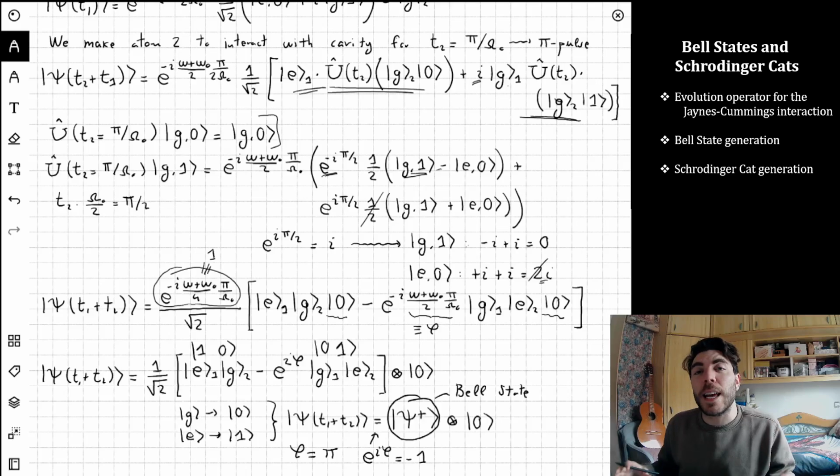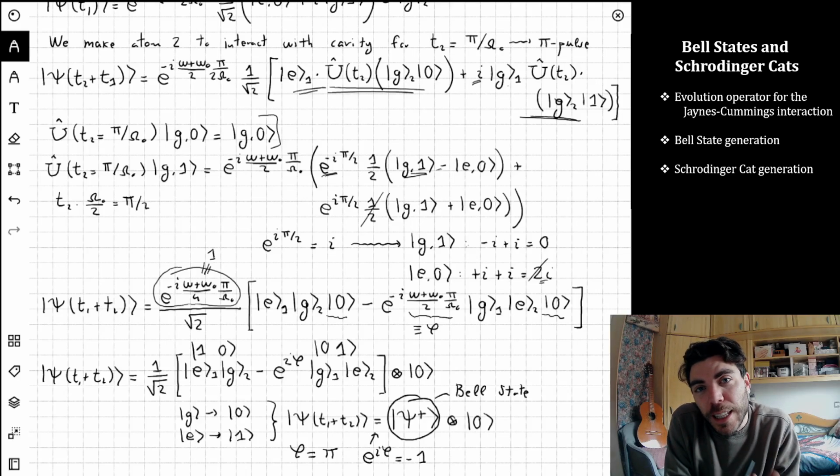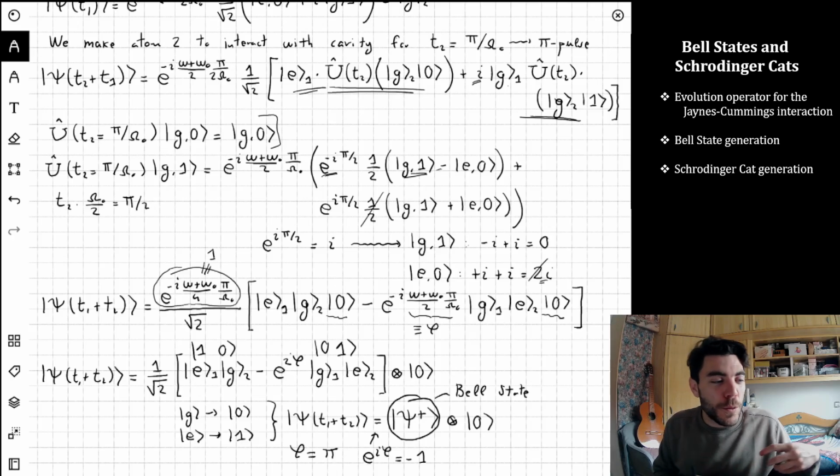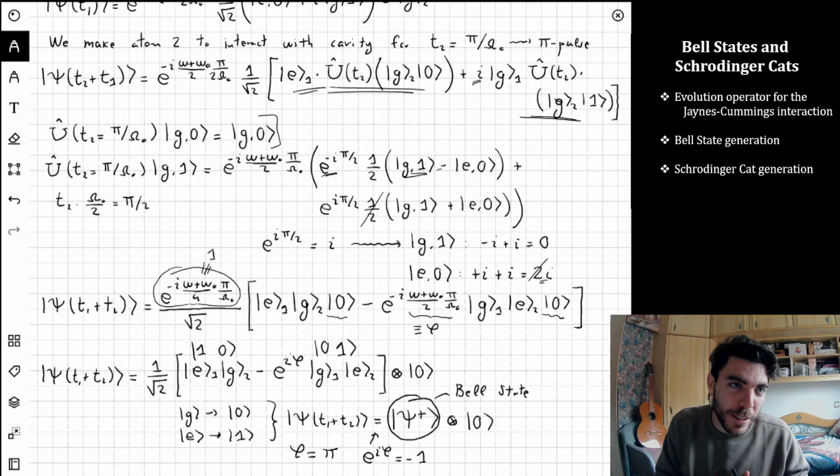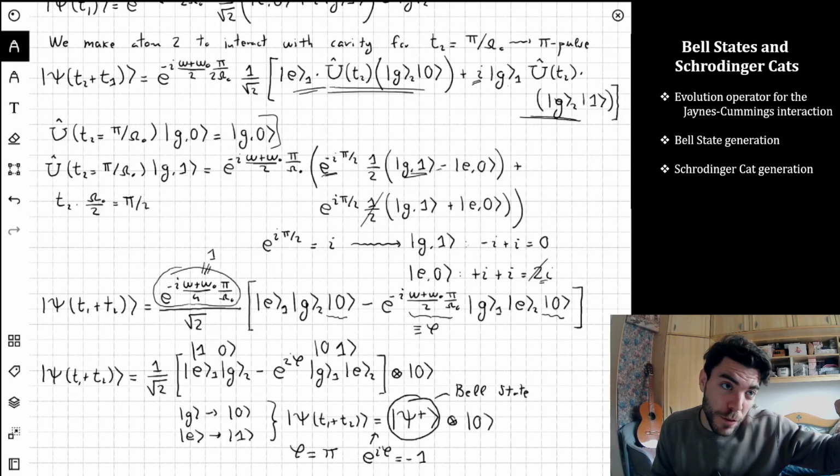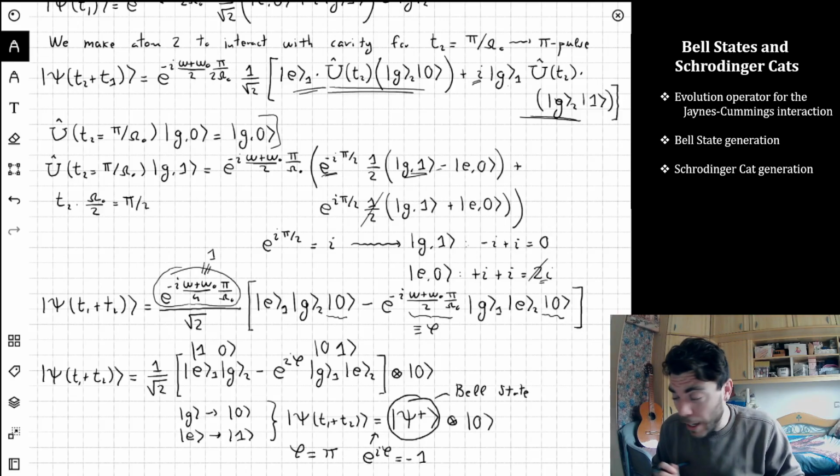and this Bell state is a matter Bell state, in the sense that it's 2 qubits that are entangled, but the mediator of this entanglement was the cavity. The qubits were actually interacting with light, but through the mediation of this light, the atoms got entangled between them.